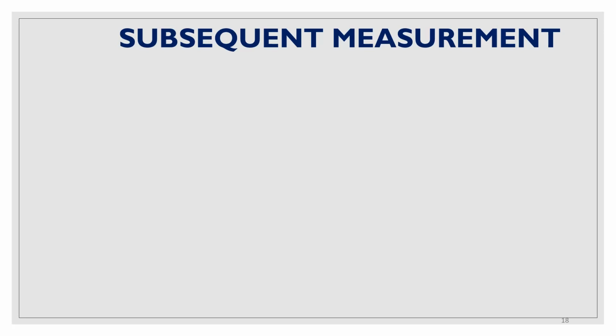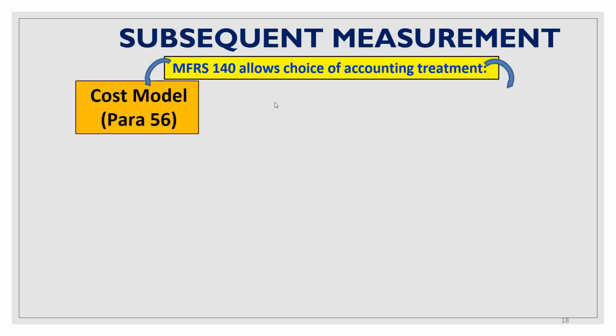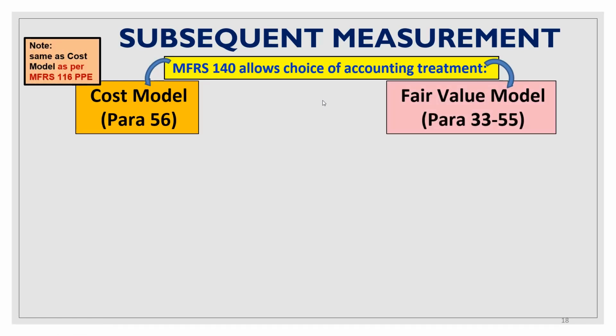And in this third session, we are going to focus on subsequent measurement of investment property. Under the MFRS 140, choice of accounting treatment are given. Under the MFRS 140, the first choice is cost model and the second choice would be fair value model.